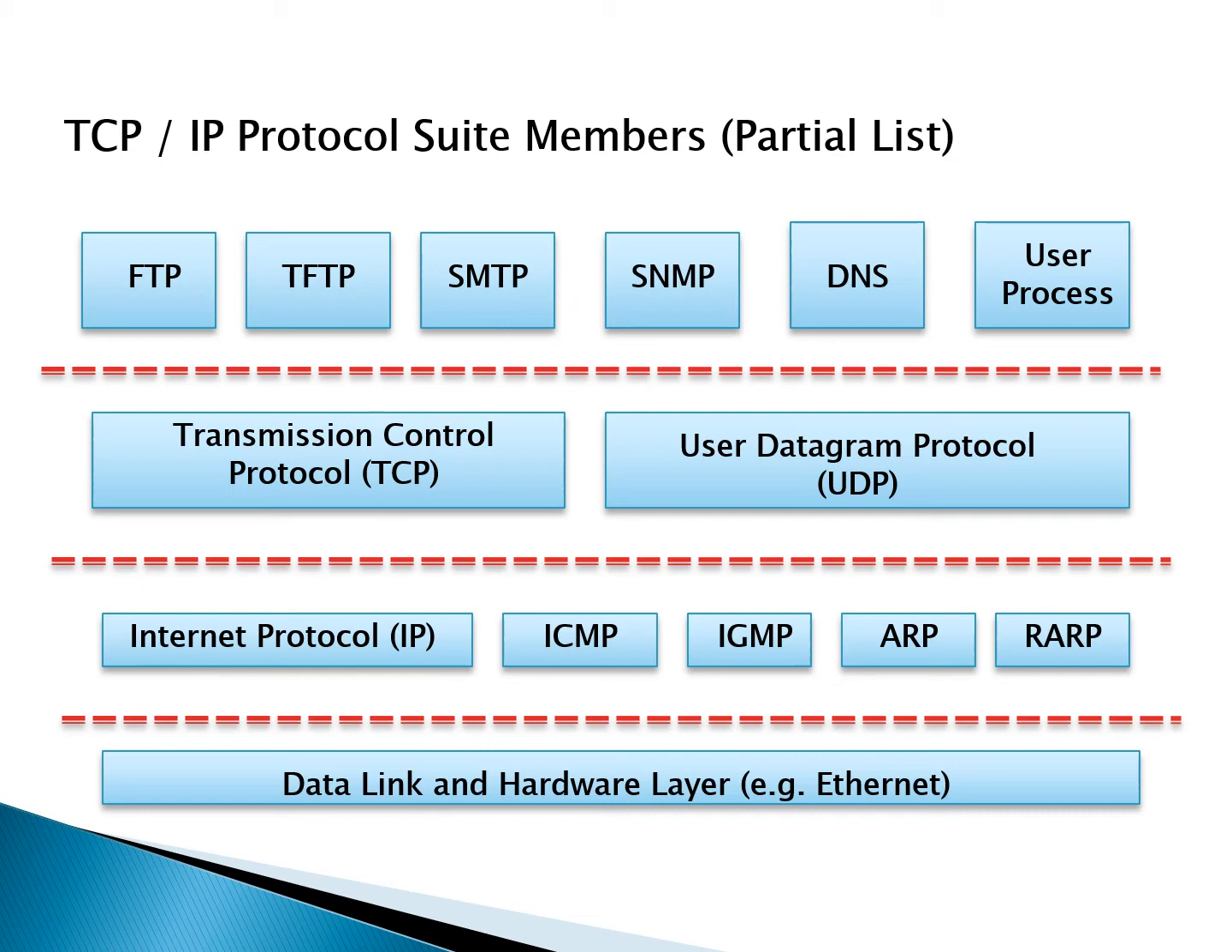The next layer is the transport layer. The two alternate protocols on the transport layer are Transmission Control Protocol, TCP, and User Datagram Protocol, UDP. And at the topmost layer, the application layer, you can run any arbitrary user applications. There are some specific applications also included in this family, like File Transfer Protocol FTP, Trivial File Transfer Protocol TFTP, Simple Mail Transfer Protocol SMTP, Simple Network Management Protocol SNMP and Domain Name Service DNS.